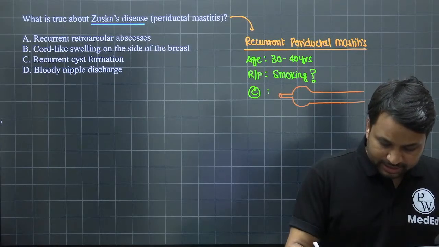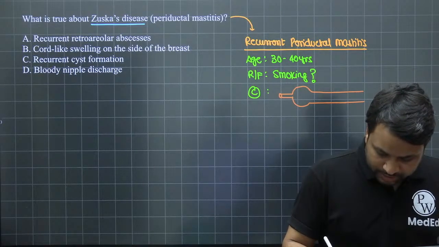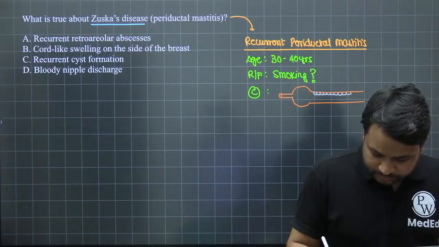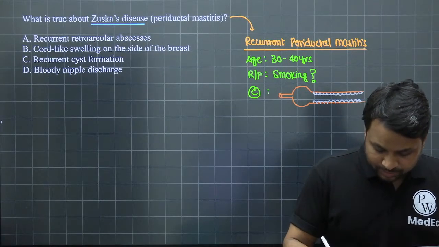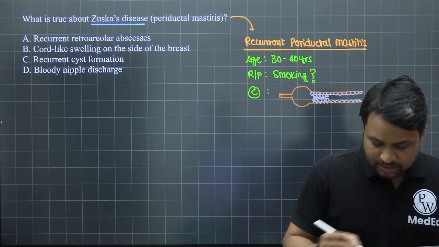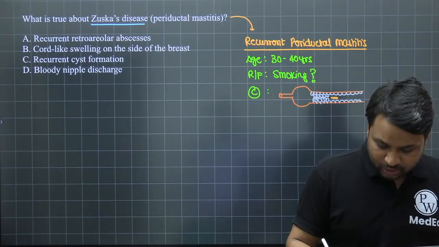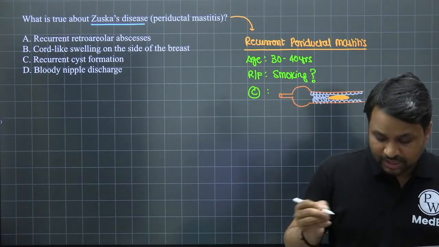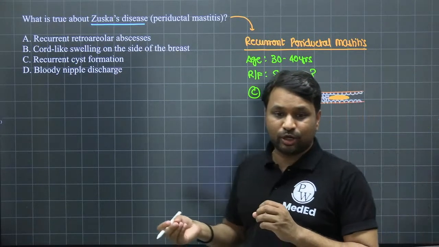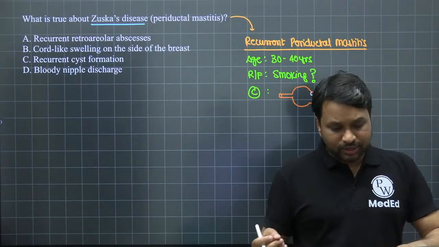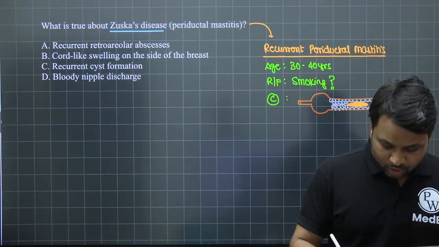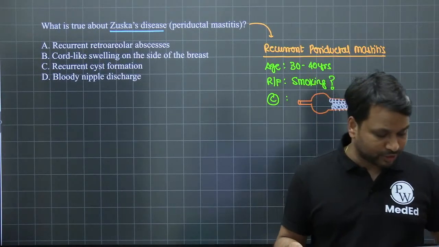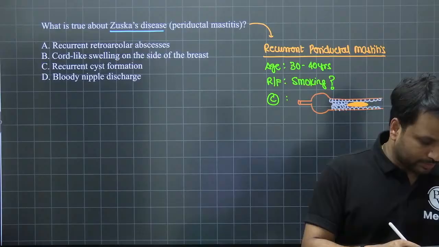Now you will see that there is epithelial tissue present here. The squamous hyperplasia or squamous debris that is present is going to block this component. If it gets blocked, the secretions are going to pool, and this pooling of secretion will cause recurrent infections. So it will result in recurrent periductal mastitis.